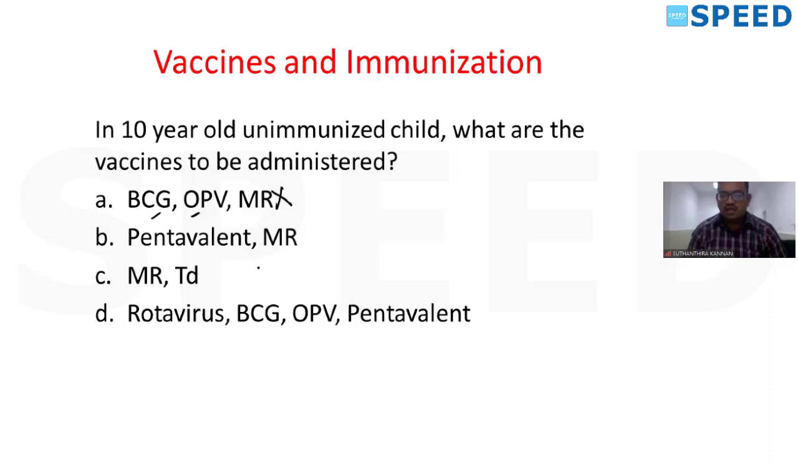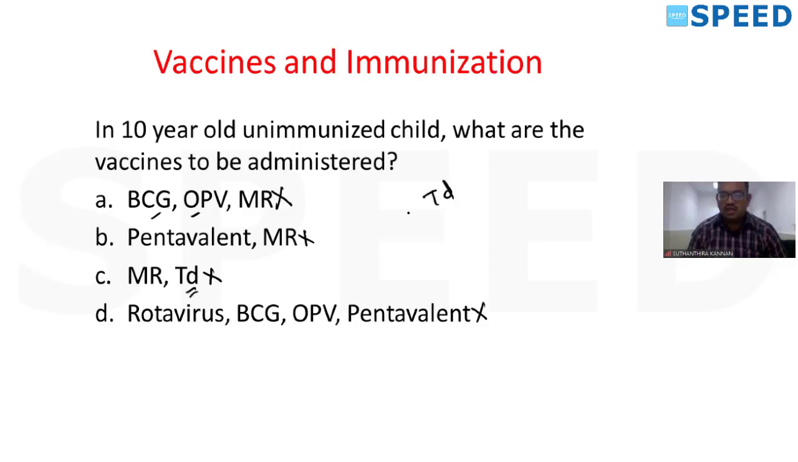Pentavalent and MR. The DPT can be given up to 5 years, or 7 years. But the HIB and the hepatitis B component cannot be given after 1 year. So this option is ruled out. Rotavirus and BCG can be given up to 1 year, OPV up to 5 years of age, and pentavalent also cannot be given. So the answer is MR, TD.